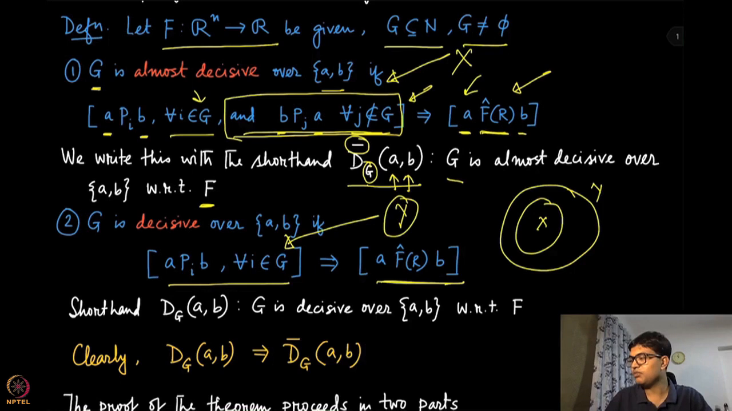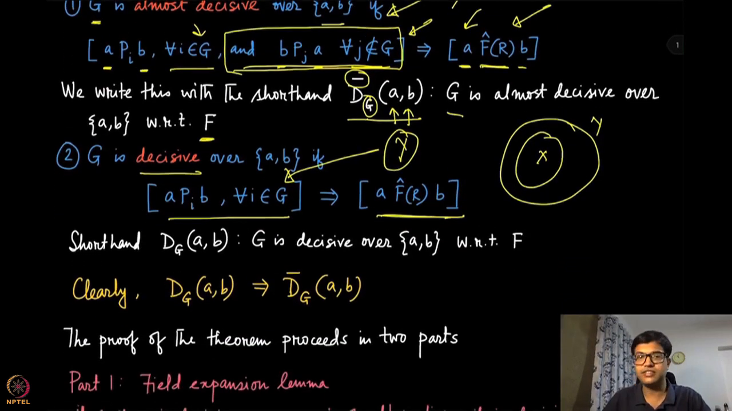So that is the reason when you are looking at a more relaxed condition, but the conclusion is the same, then that property, that decisiveness property, becomes a little stronger than the other condition. So of course, we are going to denote this property of decisiveness with this shorthand notation DG, and there is no upper bar anymore. So this is decisive between A and B. This group G is decisive over A and B with respect to that Arrovian social welfare function F. And it is very natural to conclude that this implication holds. If a group is decisive, then it is almost decisive.